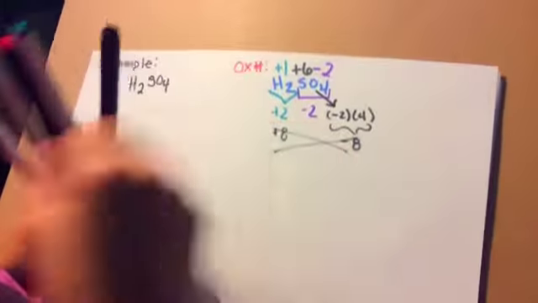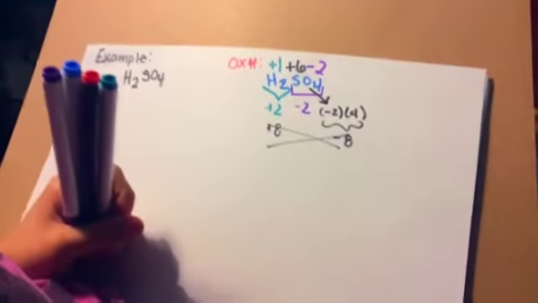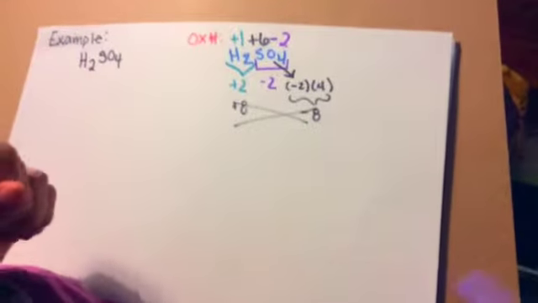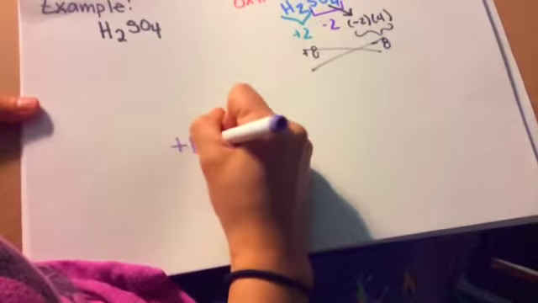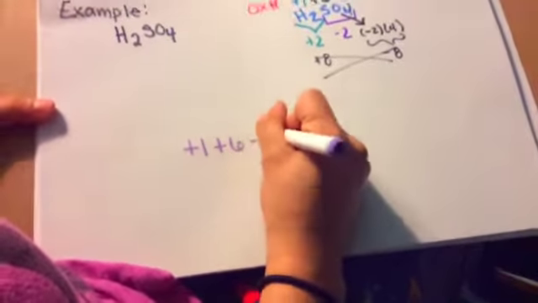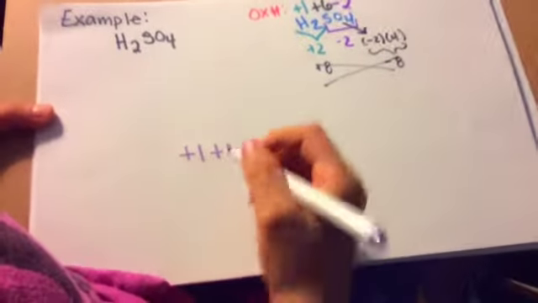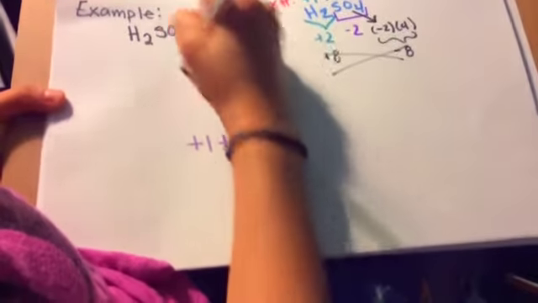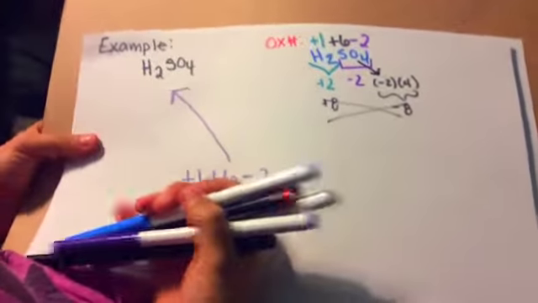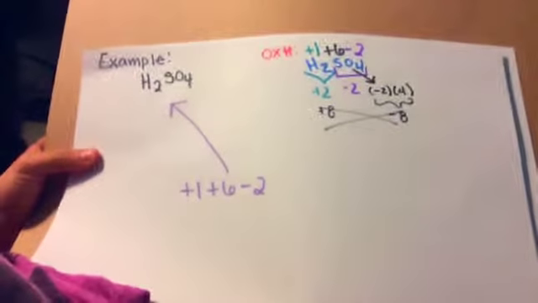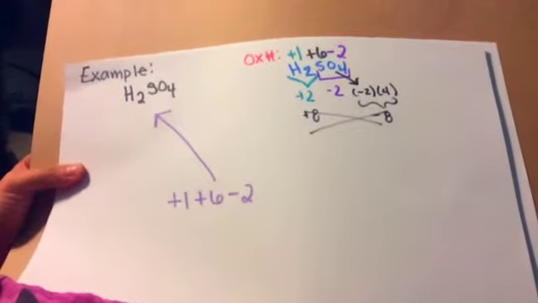So our oxidation numbers are +1, +6, -2 for this compound. And that is how you figure out oxidation numbers. Yay!